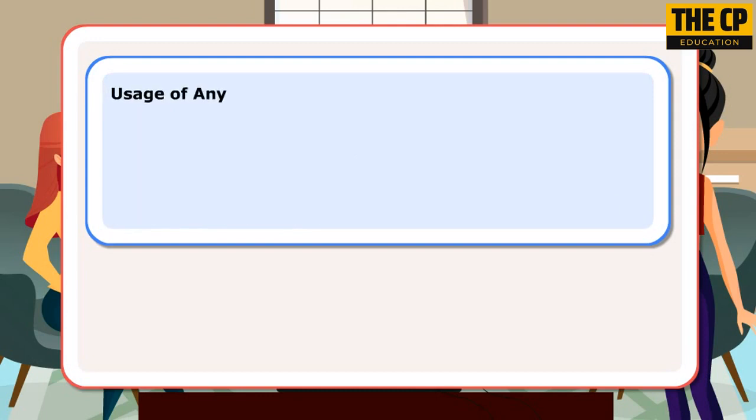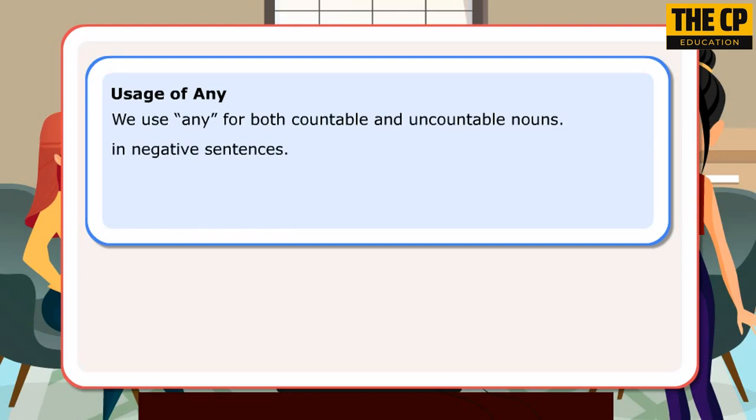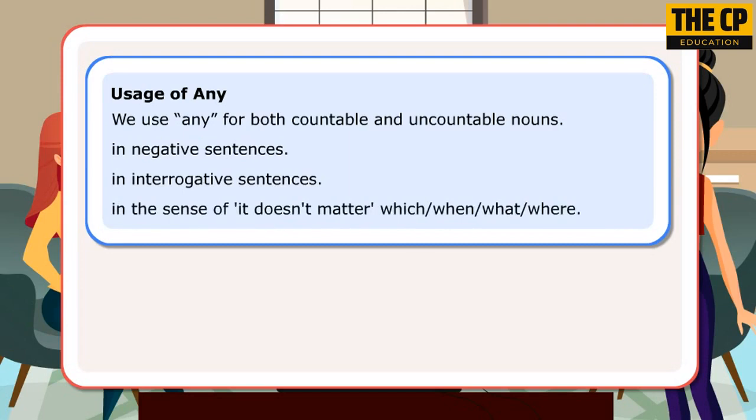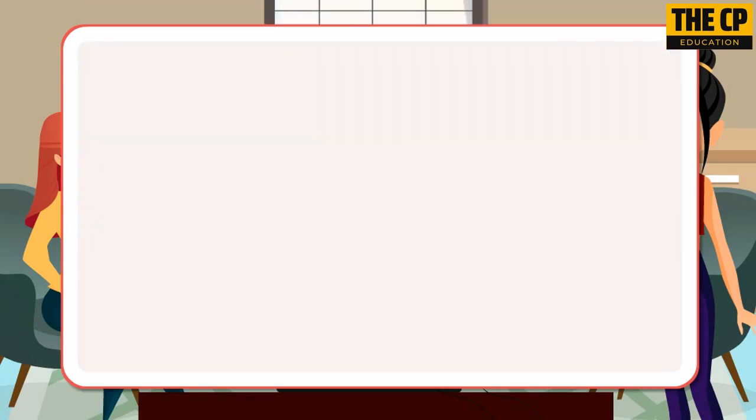Usage of any. We use any for both countable and uncountable nouns. In negative sentences. In interrogative sentences. In the sense of it doesn't matter which, when, what, where. Let us look at few examples.